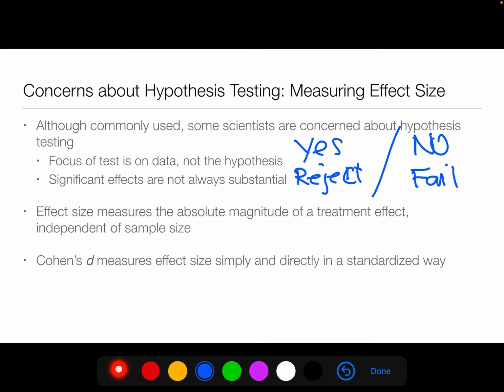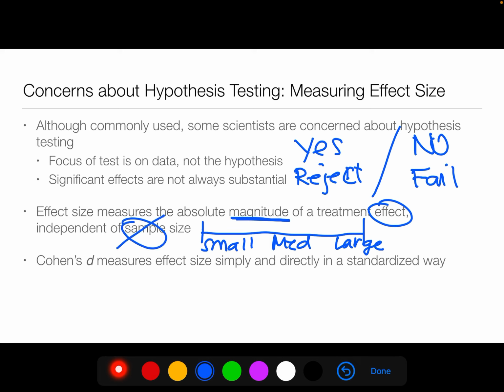In addition to this yes-no binary decision, we get information on a continuum with an effect size. We can get information about a small effect size, a medium effect size, or a large effect size. This number tells us the magnitude, is it small, medium, or large, of this treatment effect. And it starts to take sample size out of the equation. And so we're getting a better picture of what's going on than we would with hypothesis testing alone.